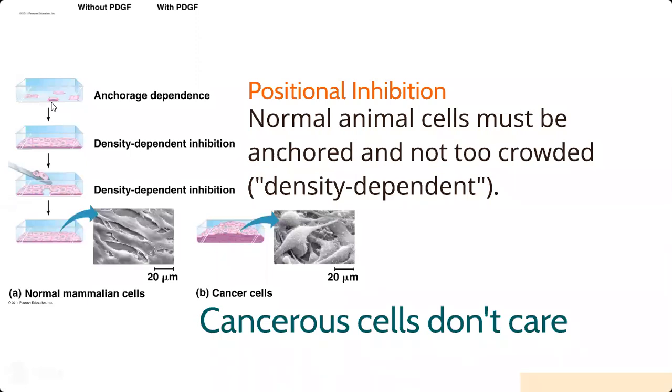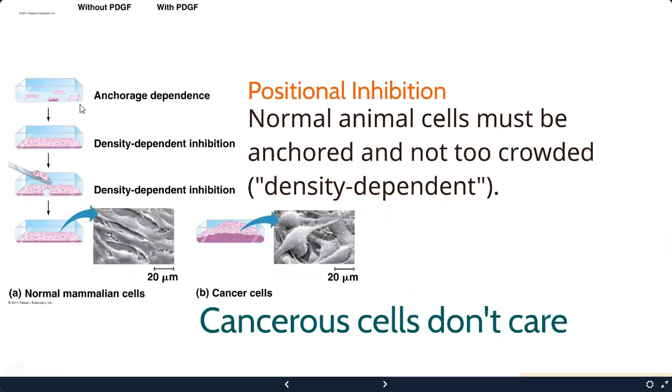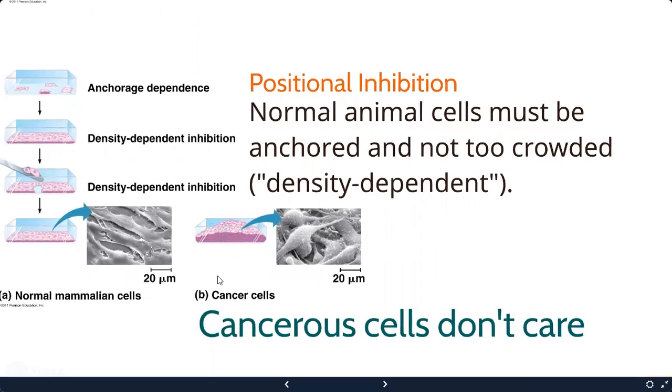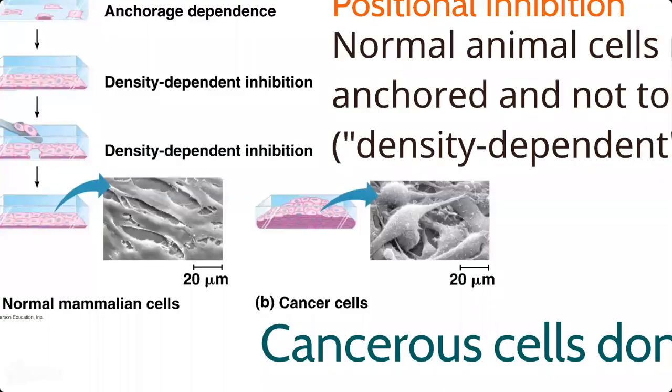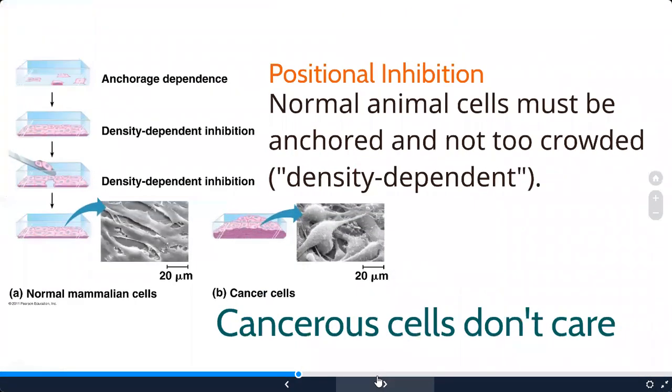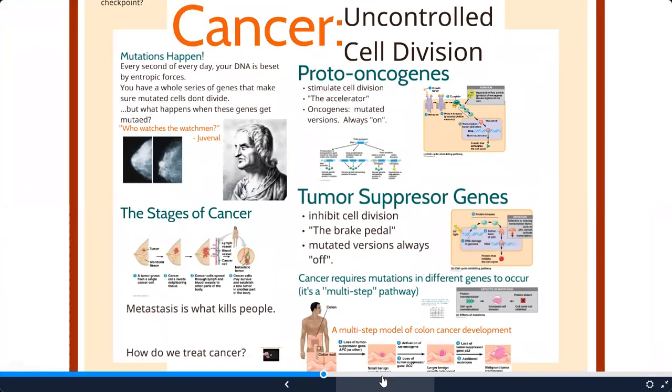But cancer cells don't respond to these inhibitions or signals. If you have a cancerous cell in the same situation, it will just keep dividing and dividing and dividing until you get that characteristic tumor or lump. So cancer results when you have uncontrolled cell division. There are different stages of cancers, and some cancers are worse than others, depending on how uncontrolled it is.